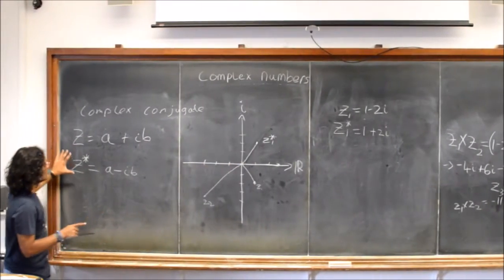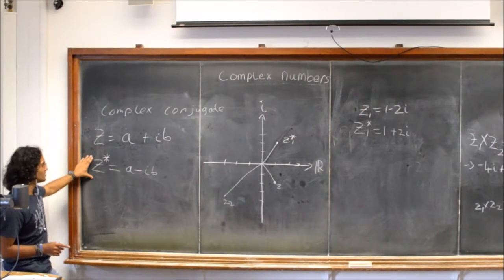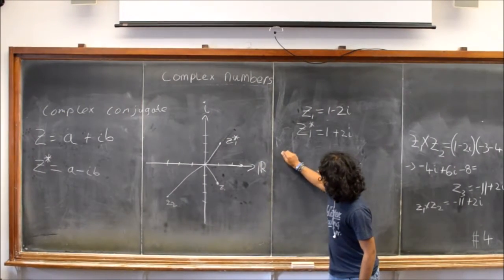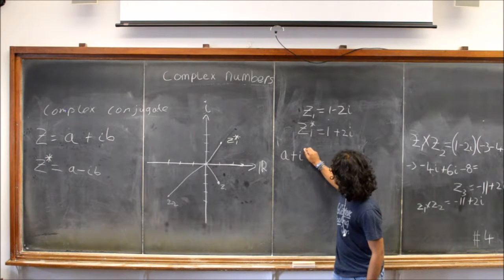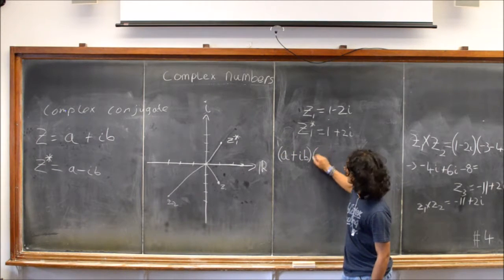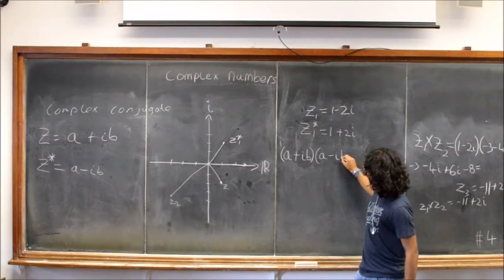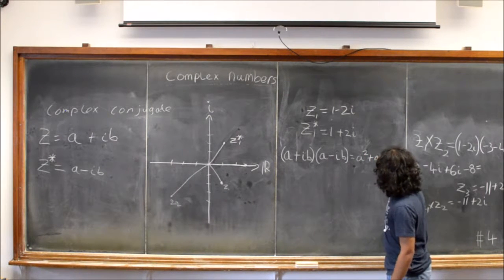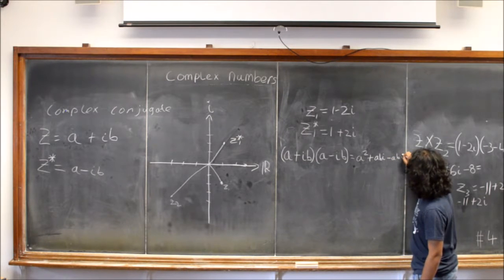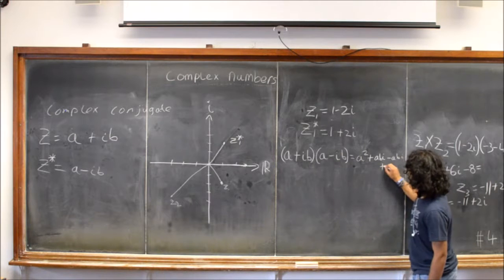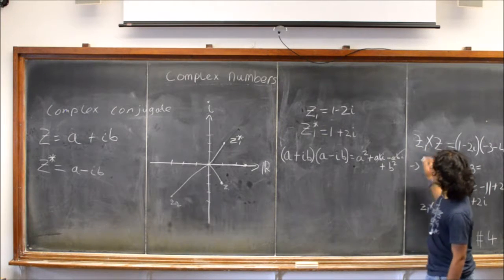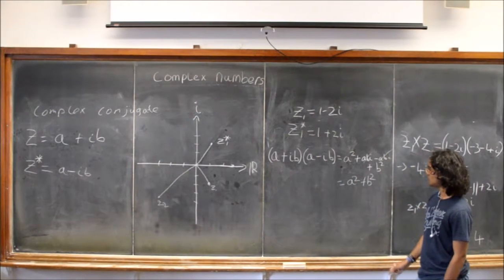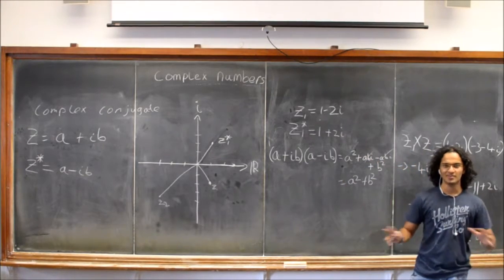Now I'm going to prove to you algebraically that this times this will always give you a real number. So we take our normal complex number and we multiply it by our complex conjugate. So we get a squared plus abi minus abi plus b squared. These two will cancel out and we'll be left with a squared plus b squared. And this shows it will always be real. There are no i's in this, there's no imaginary part, it's only a real part.